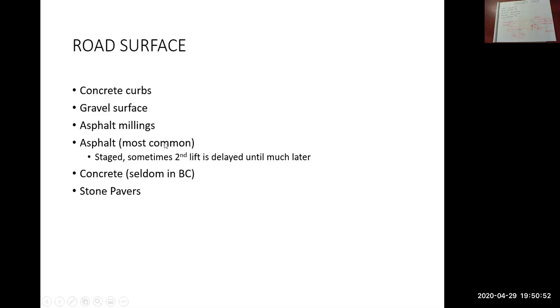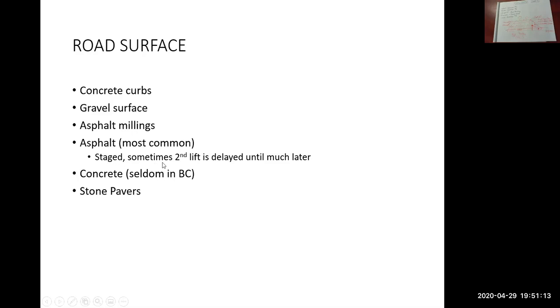Asphalt here is the most common, it says. So asphalt would go on top of the road base. It's staged. Usually there are two layers of asphalt. There's a base lift of asphalt and then a top lift of asphalt.